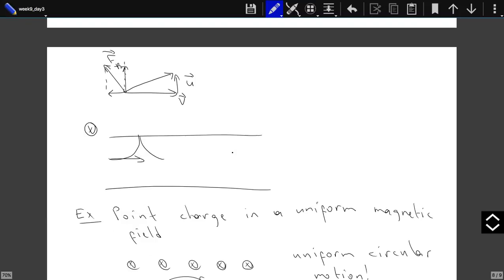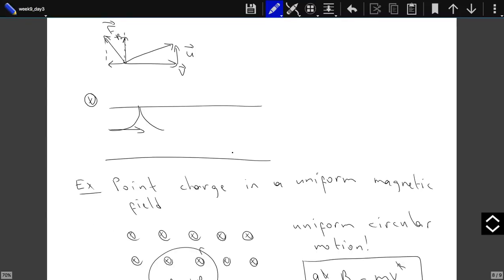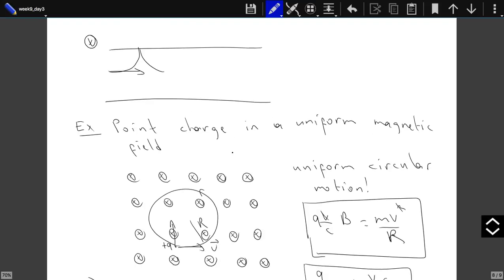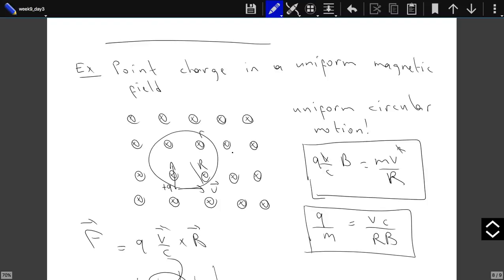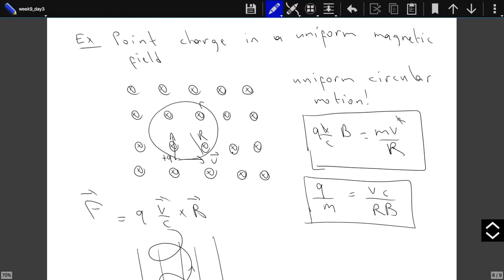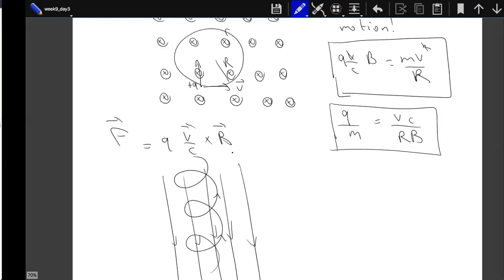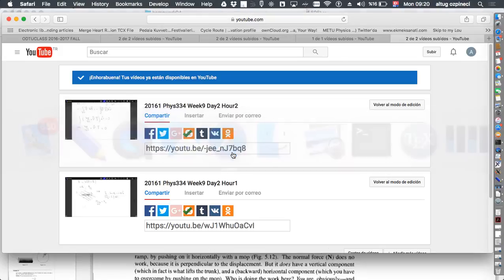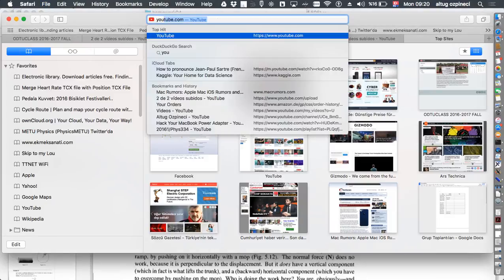Now, to study this problem in more detail, we first looked at a charge moving in a uniform field. We said that it makes uniform circular motion because the magnetic field doesn't do any work, and hence it cannot change the kinetic energy. It only changes the direction of motion. And then we found a relation between the charge, the mass, and the radius, etc. Now, I didn't show it last week. Let me show you a picture.